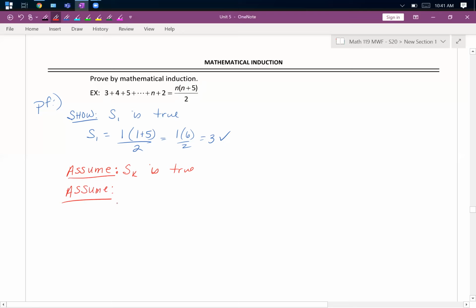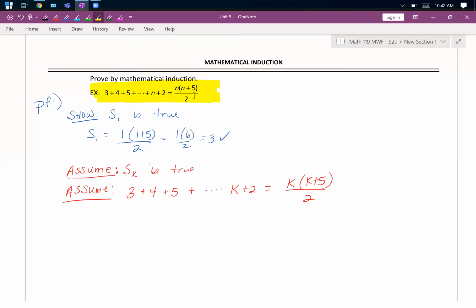All right. So what does it mean for S sub k to be true? That means that, remember, S sub k is the partial sum of the first k terms. So that means that 3 plus 4 plus 5 plus all the way up to not n plus 2, because the n term is past the kth term. It means that up to the k plus 2 term is going to be equal to k times k plus 5 all over 2. So basically all I did was take my original, what I was given, and I put a k in where the n's are.